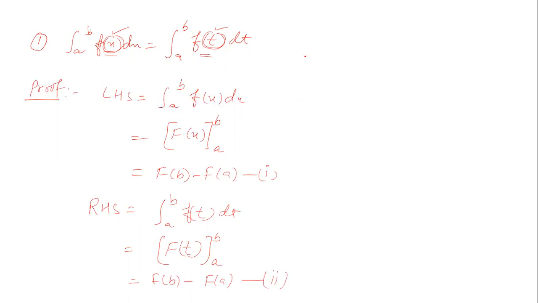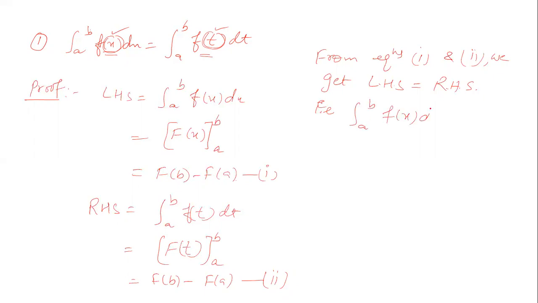From equations 1 and 2, we get LHS equals RHS. That is, integral from a to b of f(x) dx equals integral from a to b of f(t) dt. We can also prove it in another way, like a second method. This is the first method and this is the second method.